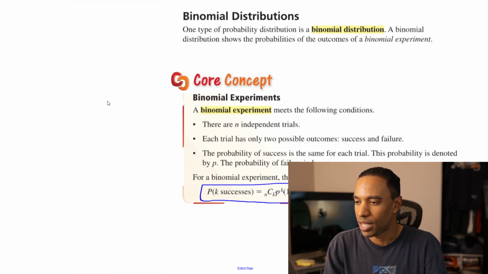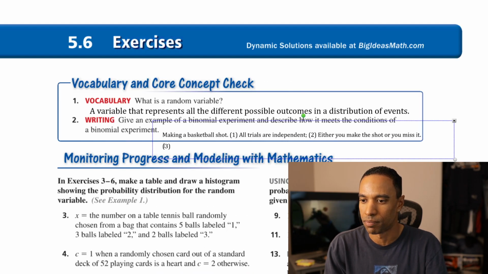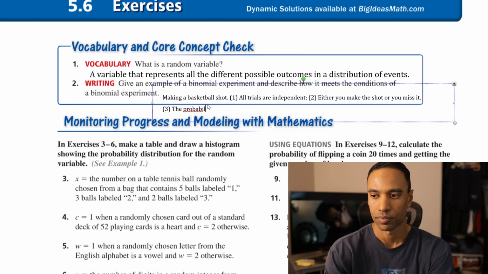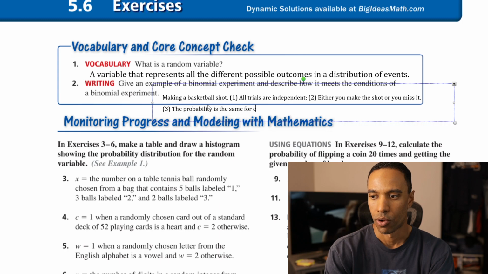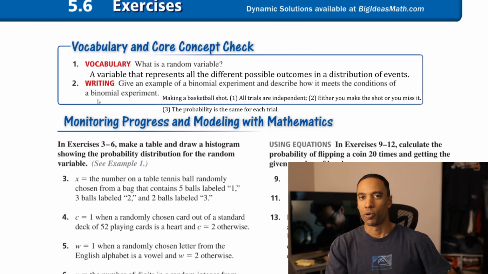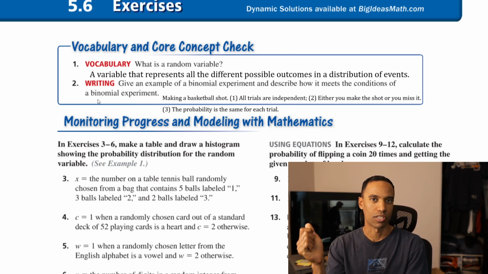The probability is the same for each. Oh, okay. Well, I thought that was the independent portion. So the probability is the same for each trial. So yeah, that's what I thought had to do with the independent part. So again, if you have a 60% chance of making a shot, then it's the same thing.